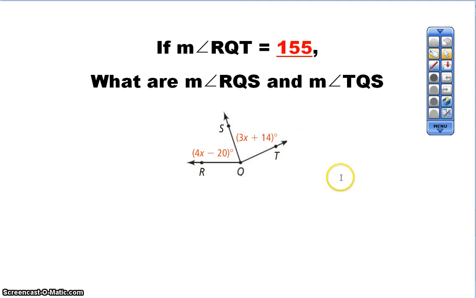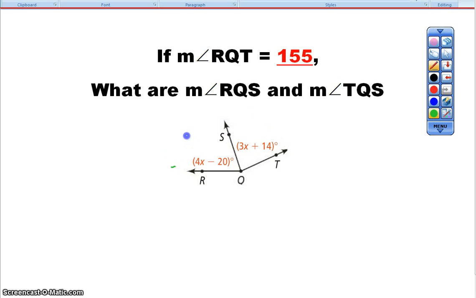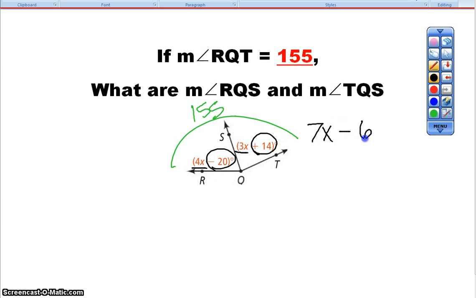The next one says, if angle RQT is 155 degrees, and you need to fill in the 155 on your note sheet, what is the measure of each angle? All right, so this whole entire angle, angle RQT, is 155 degrees. So I know that this part plus this part equals the entire angle. So I'm going to put these together. 4x and 3x is 7x. Negative 20 and 14 is going to be negative 6. And together it equals 155.